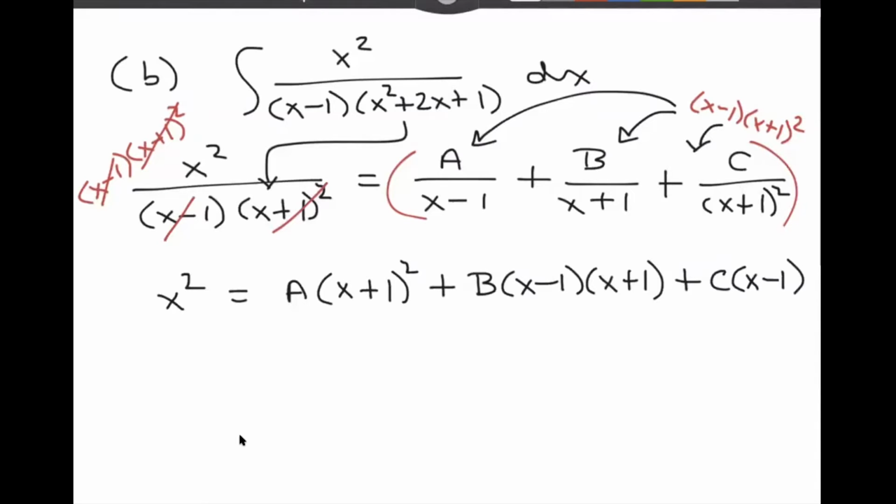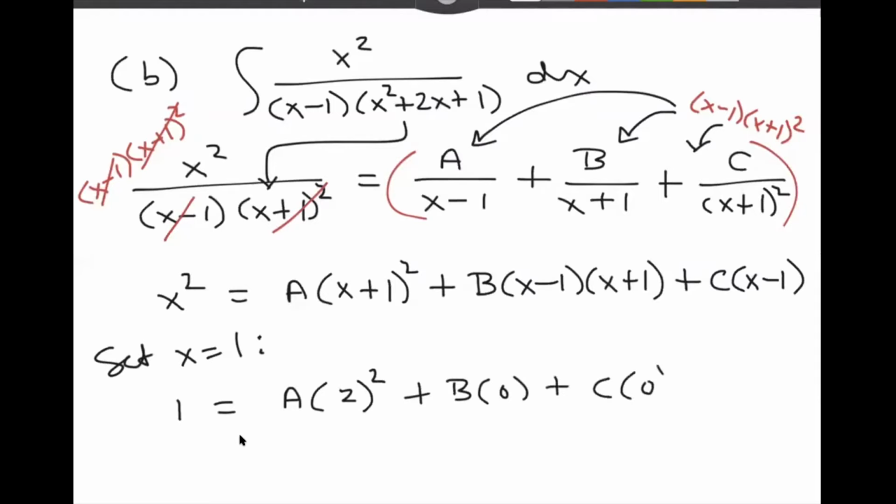All right, so for example, one good number to knock out some stuff is x equals 1. I see that's going to wipe out the B term and the C term, and it'll tell me what A is. So that's going to give me 1 equals A times 1 plus 1 squared, which is 2 squared, plus B times 0 plus C times 0. And that means that 1 is equal to 4A, which means A is 1/4.